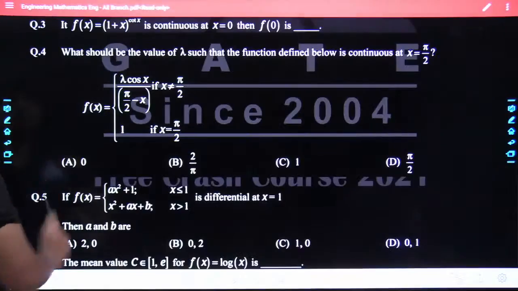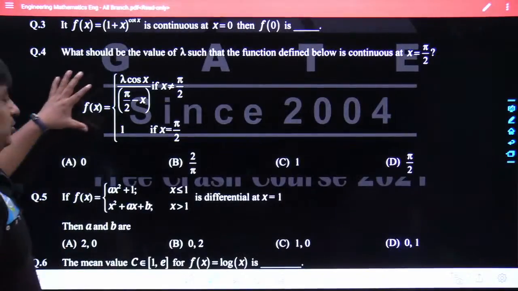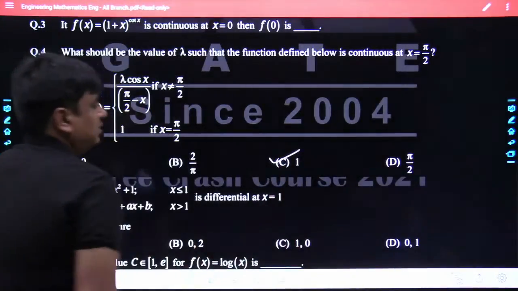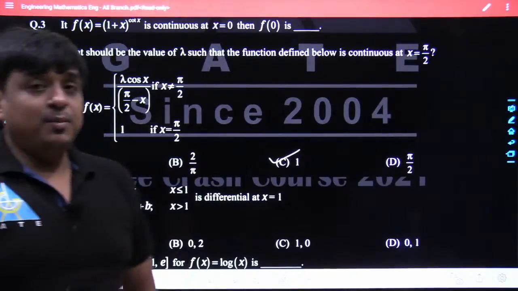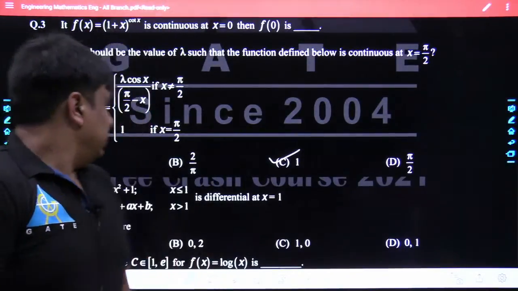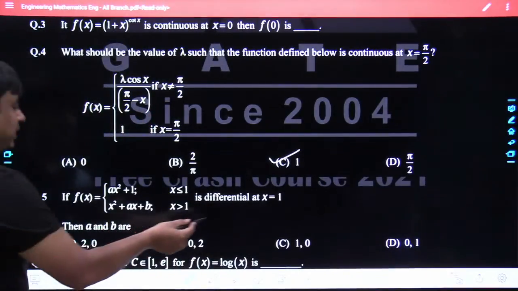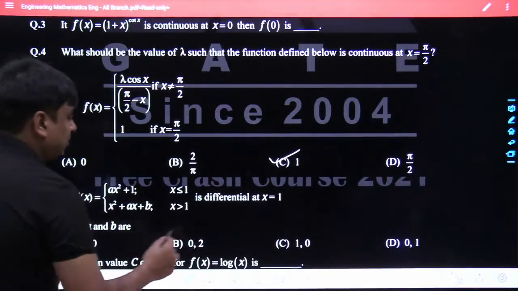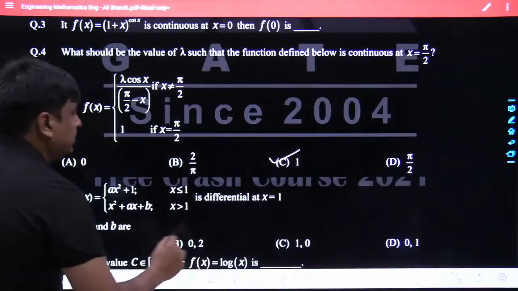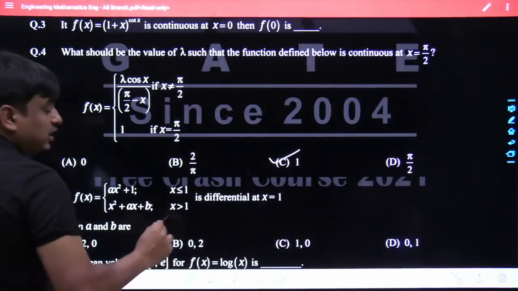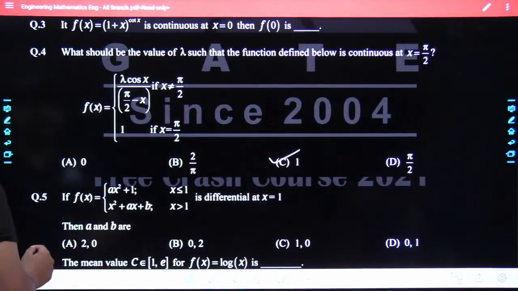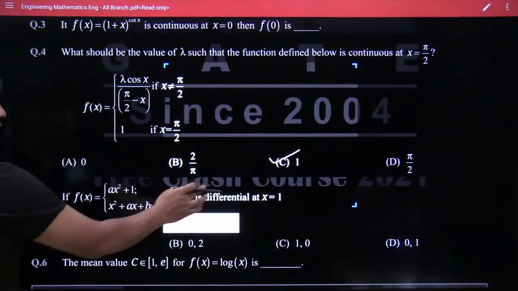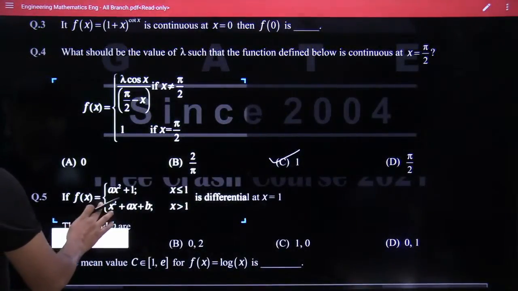Now, this problem is clear. As far as the answer for this problem is concerned, it is simply equal to 1. Similarly, you have to go ahead with the next problem. One student has raised a problem on question number 5. Now we can take question number 5. It's our turn to take question number 5.